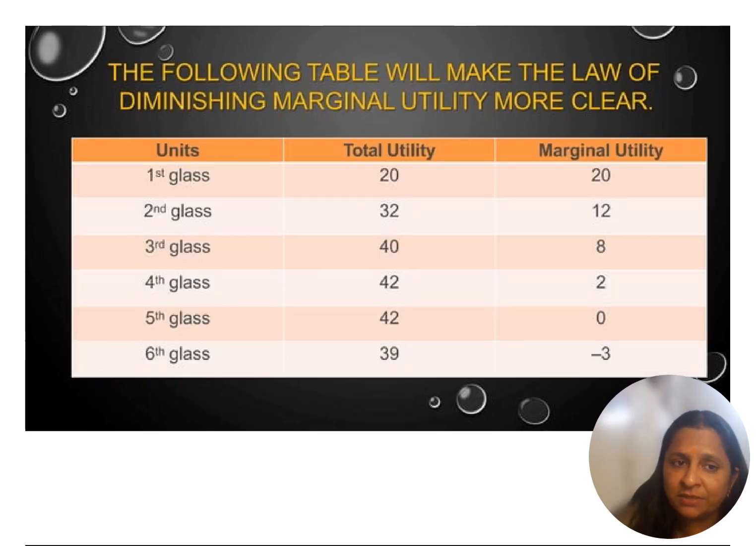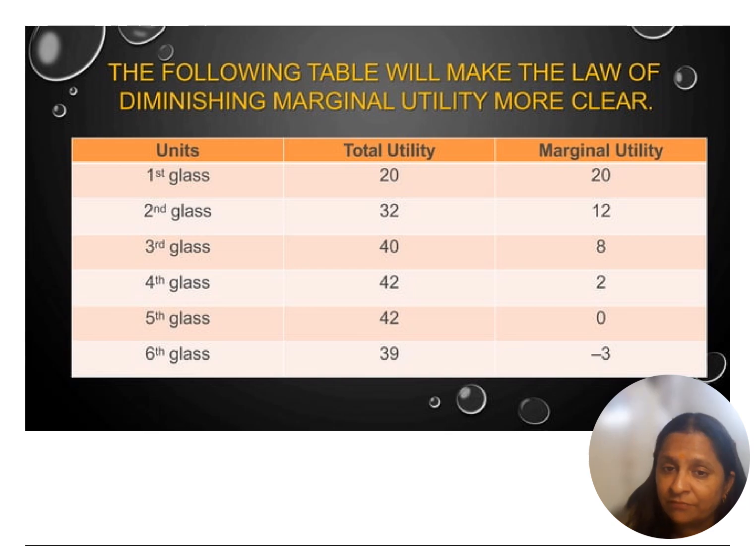As I explained earlier, when we follow this law of diminishing, take the example of one glass. For one glass, total utility is 20 and marginal utility is 20, because there is no earlier utility. When you take one additional glass, total utility goes to 32, so the difference is 32 minus 20, that is 12. When total utility goes to 42, minus 32, it's 8. The difference between 20 and 12 is 8, between 12 and 8 is 6, and then it's 0, and then it goes on.